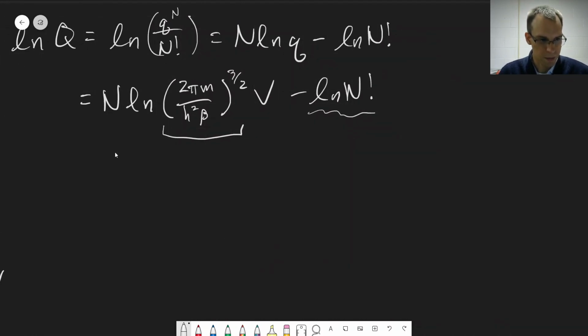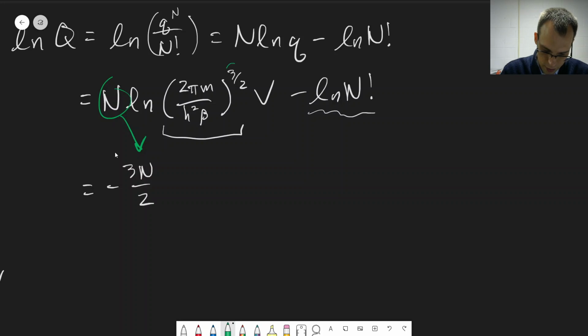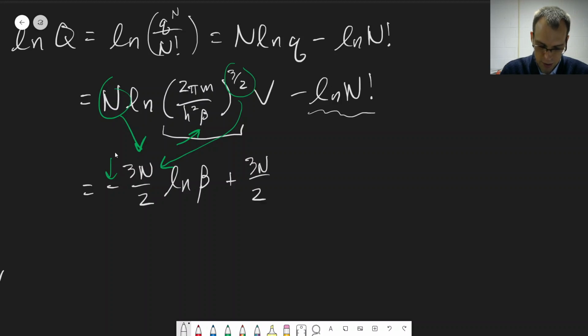If we do this, we will get a minus 3N over 2. The N comes from here. The 3 halves comes from this power here that's going to multiply times the natural log. And the negative sign comes from the fact that our beta is in the denominator. So we're going to get minus 3N over 2 natural log of beta. We'll have a separate term that is 3N over 2 times everything else.